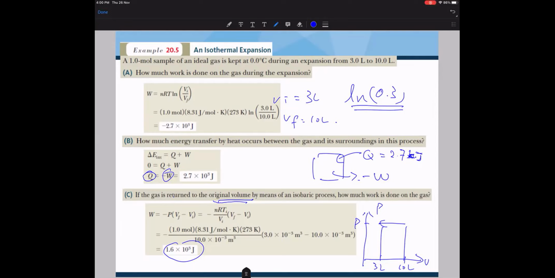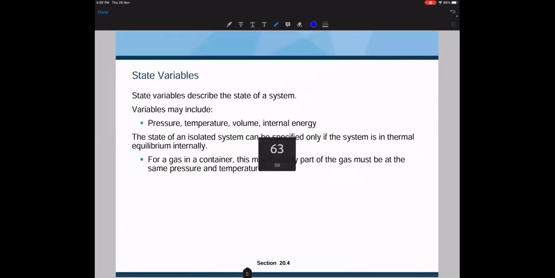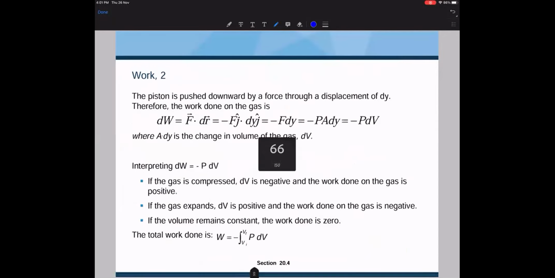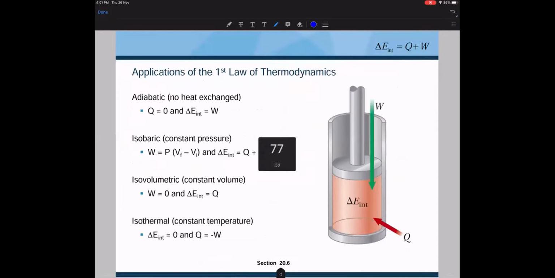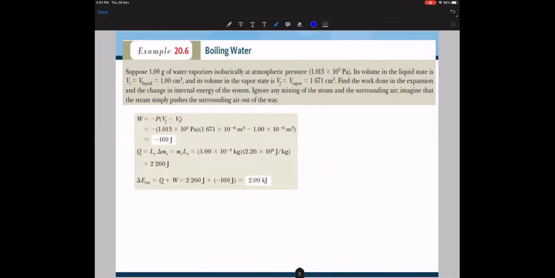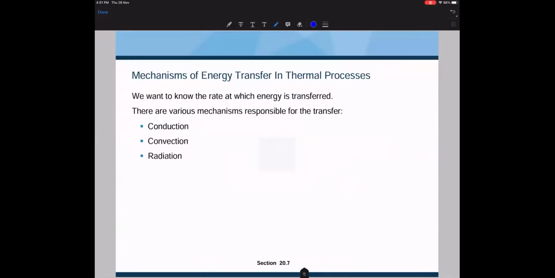And now we have talked about the first law and we have talked about the work done. I will skip the next two examples because they are not related to the gas, which is not the main concern here. So I will skip them. Here, I will try to take a very quick look at some of the mechanisms for energy transfer in the thermal process.